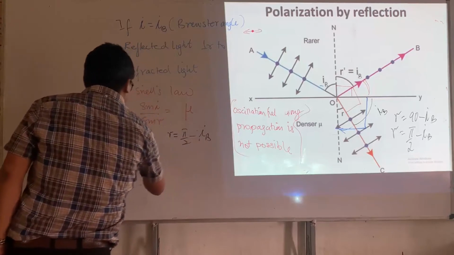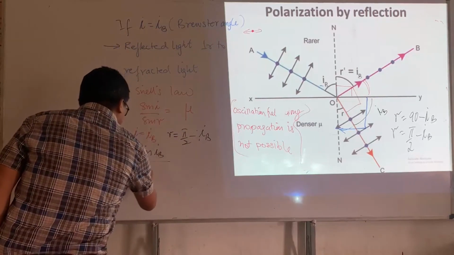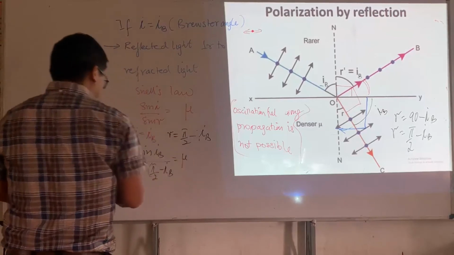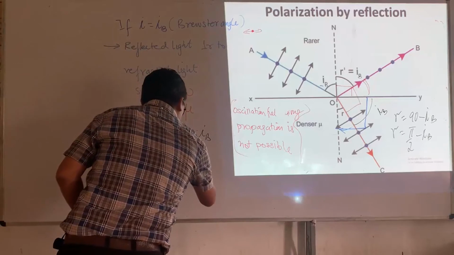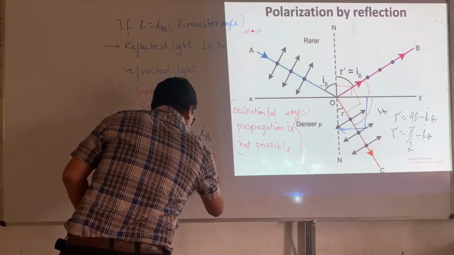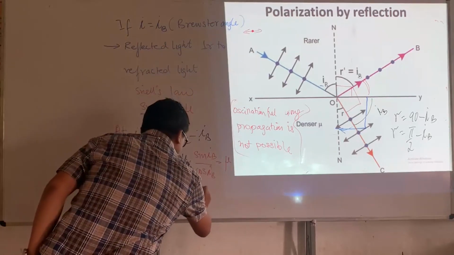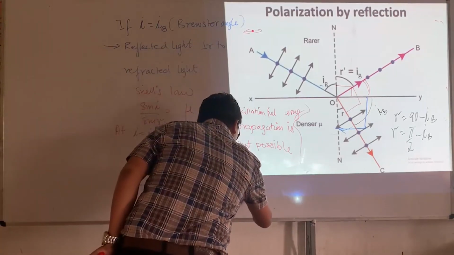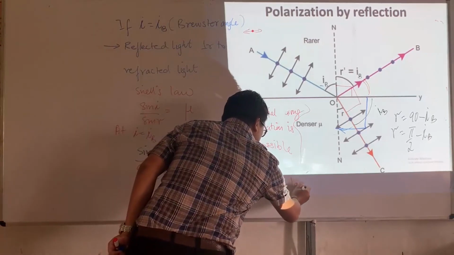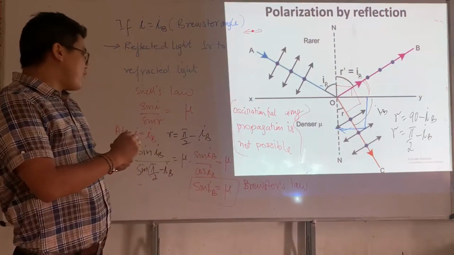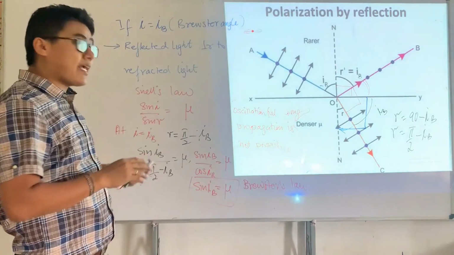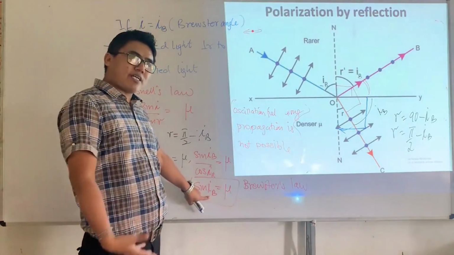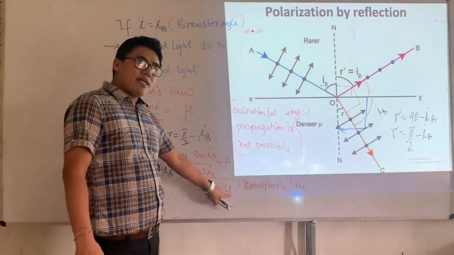So therefore, sine IB divided by sine of (pi by 2 minus IB) is equal to sine IB divided by cos IB, which is tan IB, and this is equal to mu. So this is what we call Brewster's law. Therefore, the Brewster angle is also defined by the refractive index. The Brewster angle is a characteristic of two media.